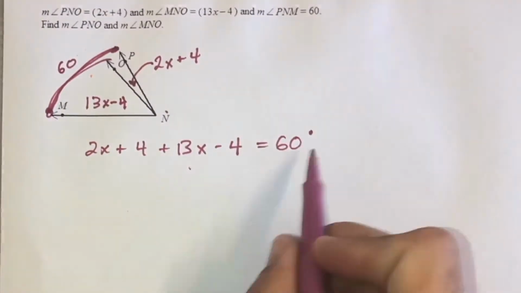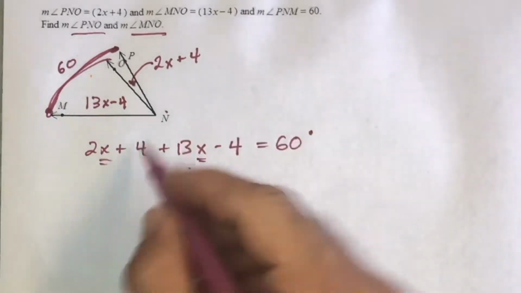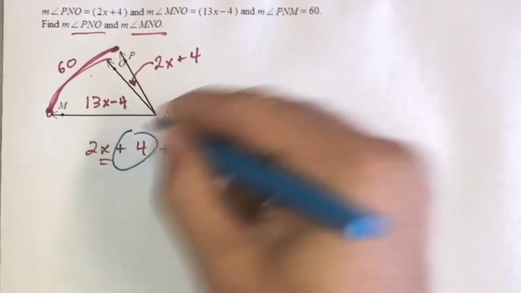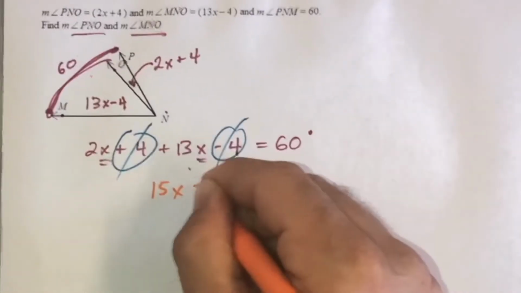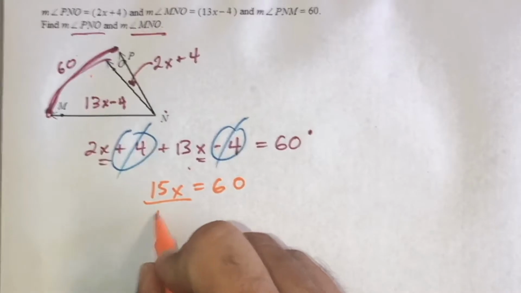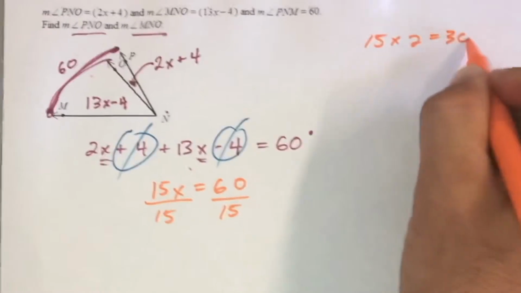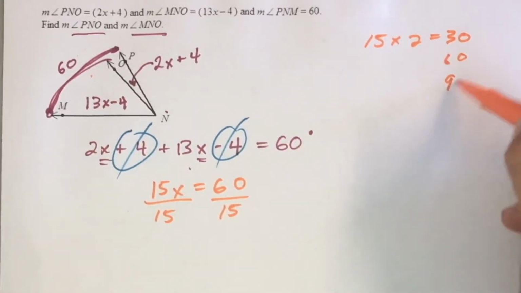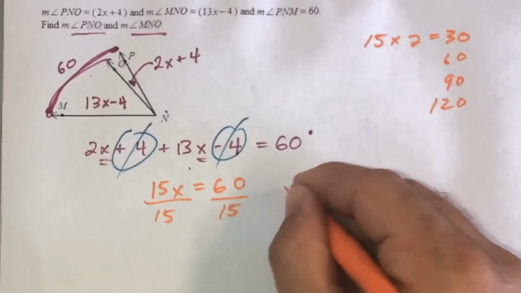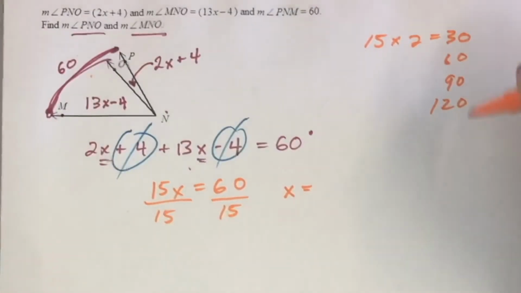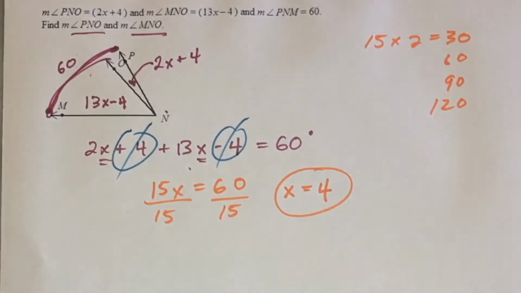In order to solve for what these two angles are, I first need to solve for my variable. Combining like terms, plus 4 and negative 4 cancel each other out, and I get 15x is equal to 60. How I do my 15s is I always know 15 times 2 is 30, and I know 30, 60, 90, 120. So I always find my 15 times tables by my 30s, just a little side trick I do. So x equals 4, but I'm not finished.